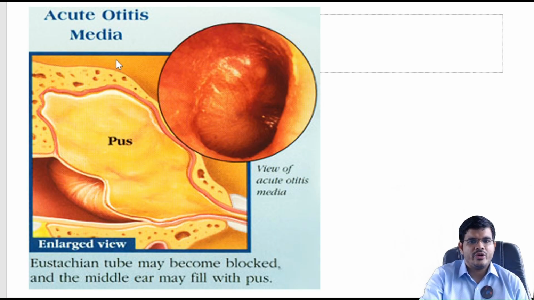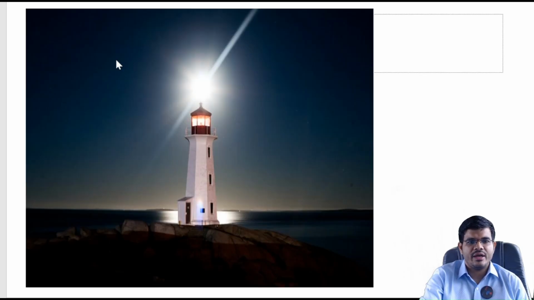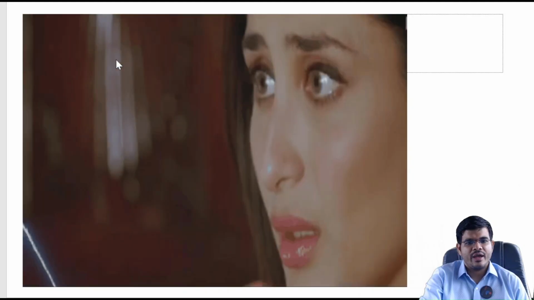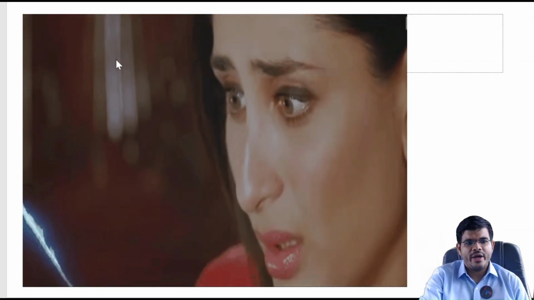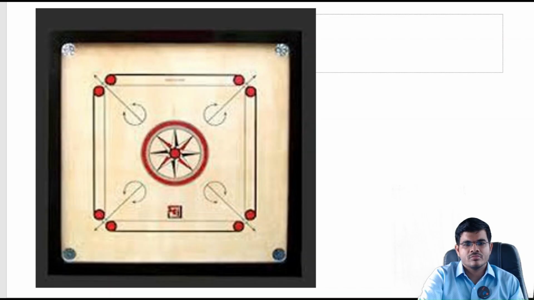And later on the pus can come out, it can bulge and finally come out, and it comes out in a pulsatile manner, and that is what is called a lighthouse sign, similar to a lighthouse. Okay, the pus will be coming out in a pulsatile manner. Okay, and it will be mucoid in nature. Okay, the pus will be mucoid in nature.